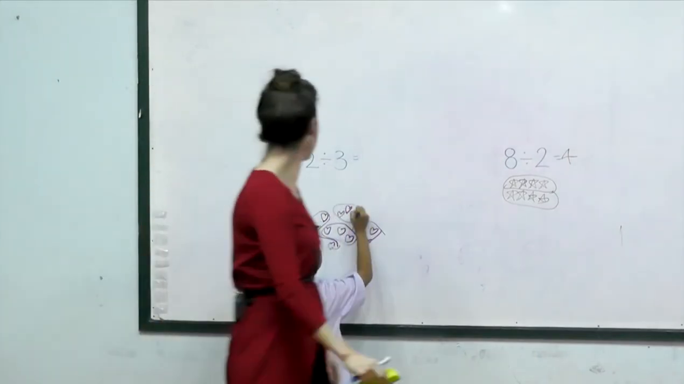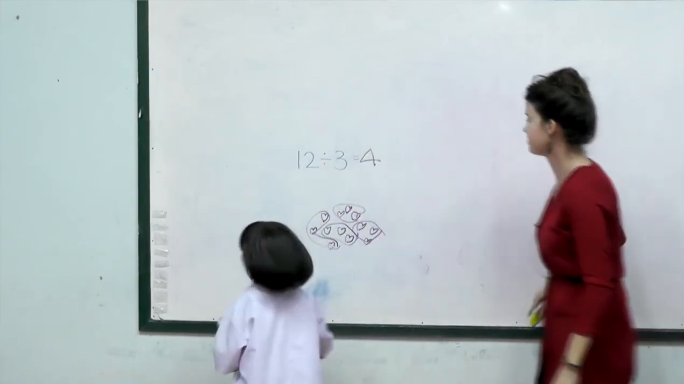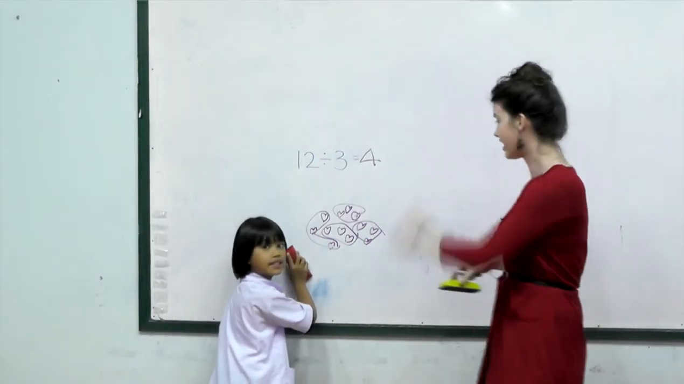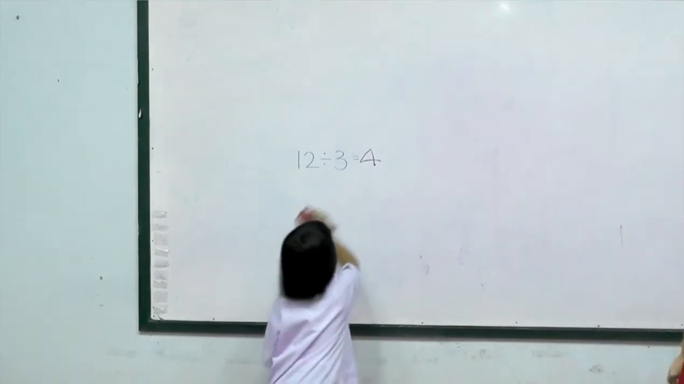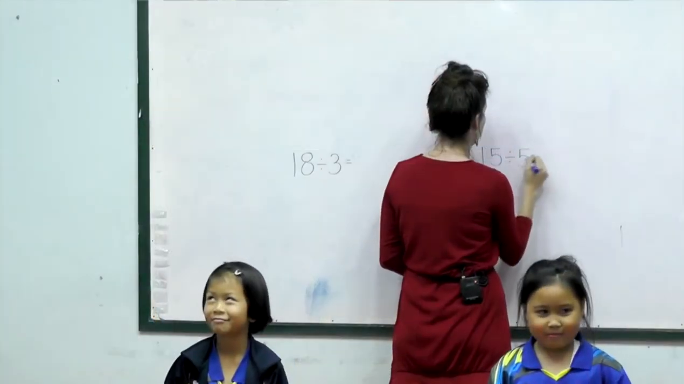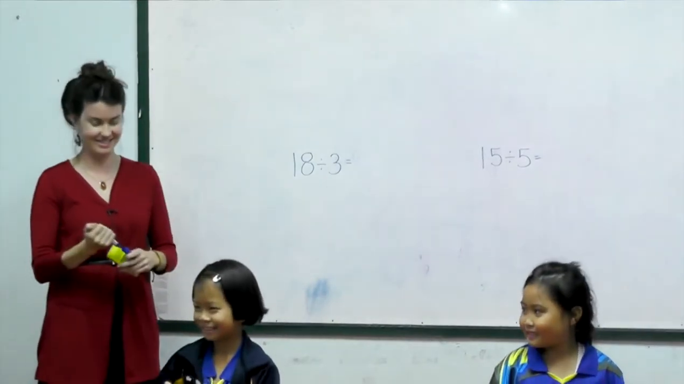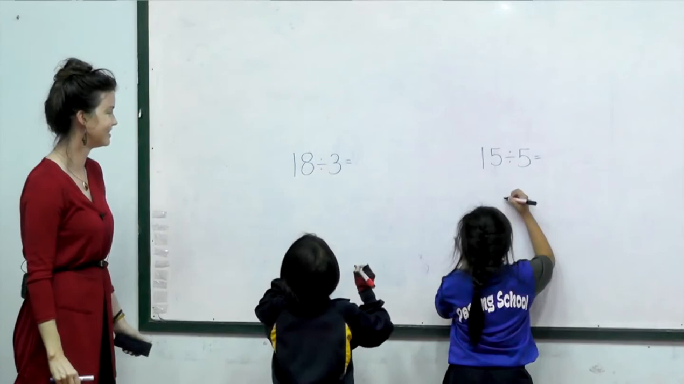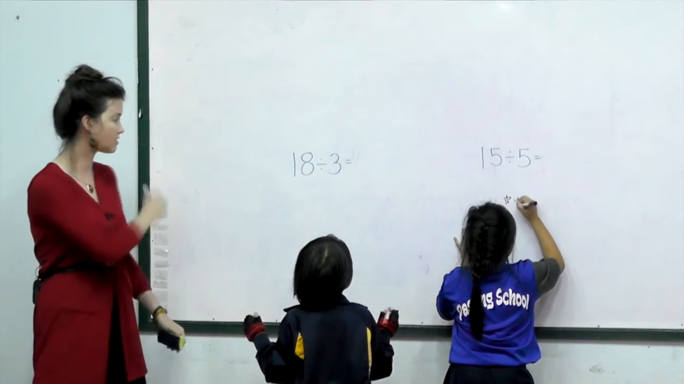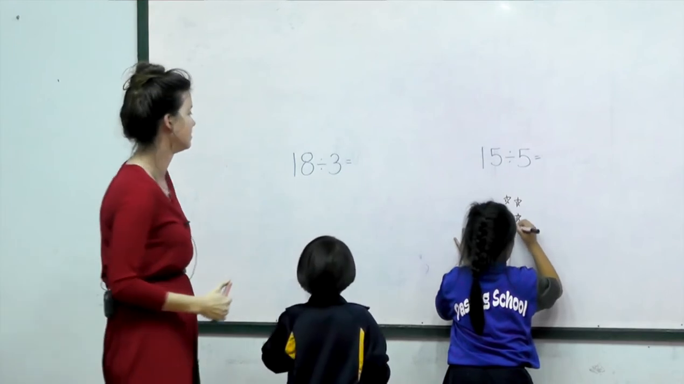Okay. And our friends did a great job. 12 divided by 3. What do you think, friends? Is this right? Good job. All right, you can erase. I'm choosing the quiet friends. Looks like Prow and Ben Ben. Down is going to tell you when to go. Okay. Ready? Go. 18 divided by 3. If you need to draw a picture, you can. If you can think about it without a picture, that's great.